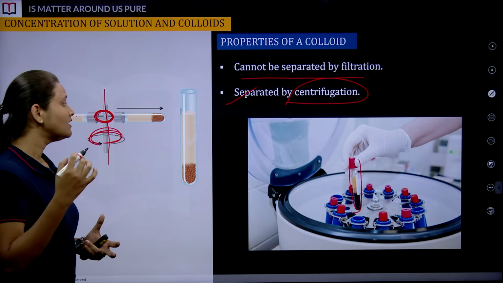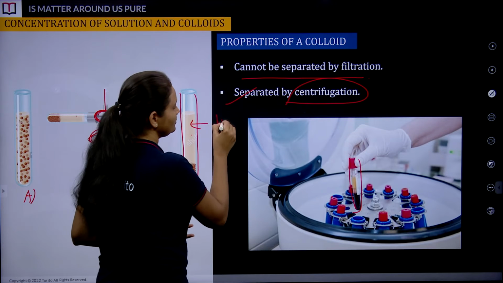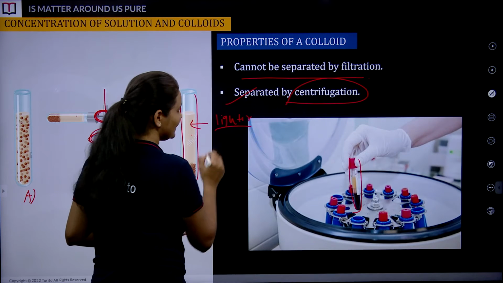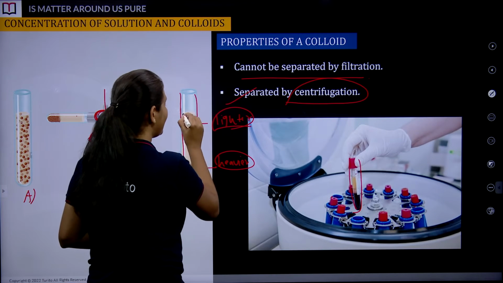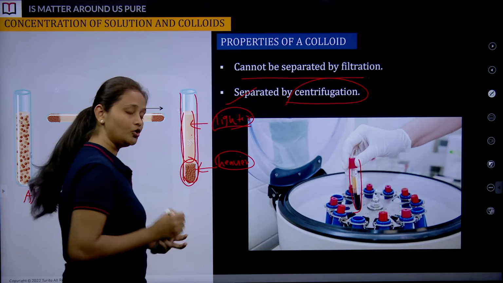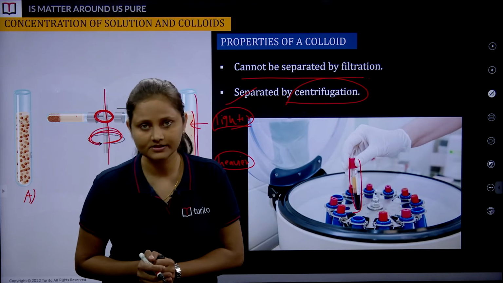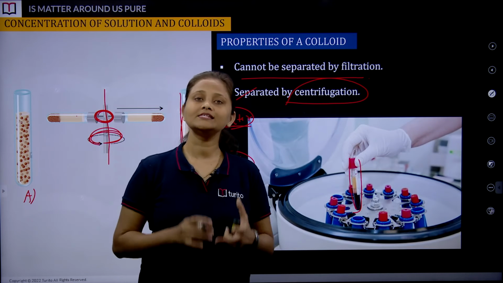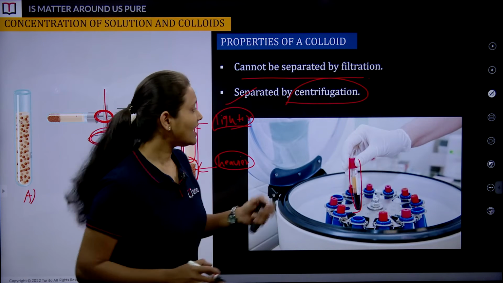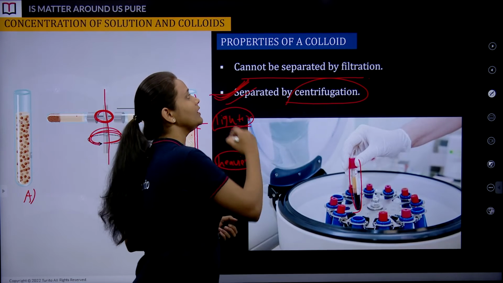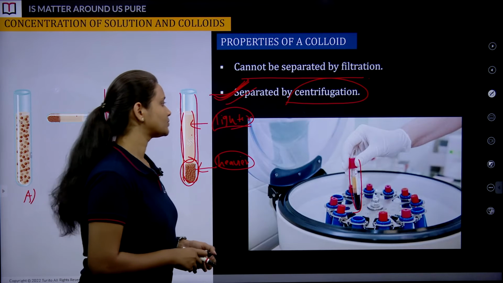After some time we observe that the lighter particles, I am going to write it here, are getting separated from the heavier particles. These are heavier particles. The lighter particles get separated, and at the bottom of the test tube we see the separation of the heavier particles. That's how we can separate colloidal solutions. Filtration definitely won't help here. That's how centrifugation is the method which gives the separation of colloidal solution. Is it clear, students? Make a note of this quickly.